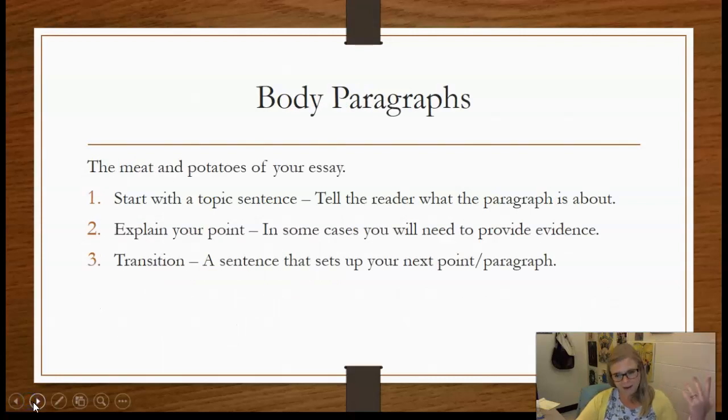Okay, body paragraphs. I feel like y'all probably feel really strongly about this because this is really the content, the meat and potatoes. People will usually struggle with intros and conclusions. Body paragraphs are not that bad, but you'll start with a topic sentence almost every time, explain your point, and get out of there. Transition to your next point. Okay, so I think these are really fun and pretty easy.